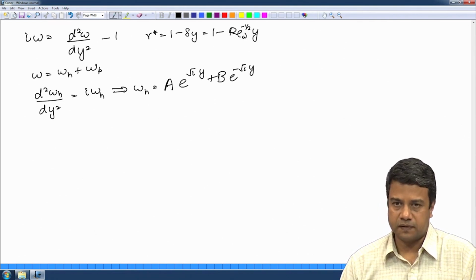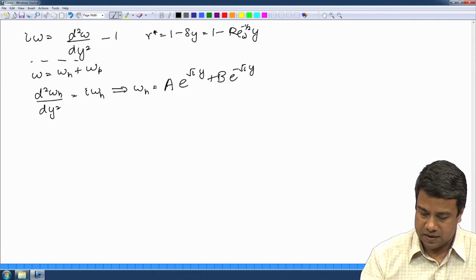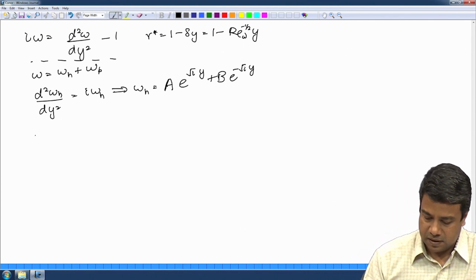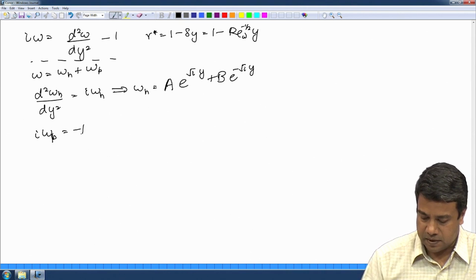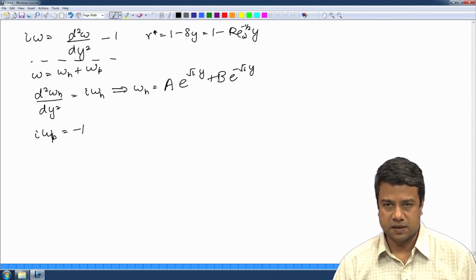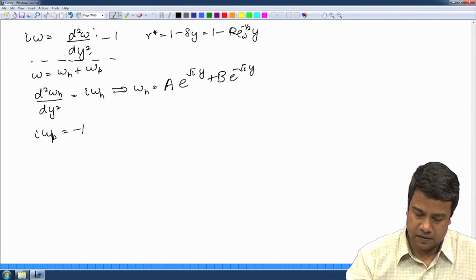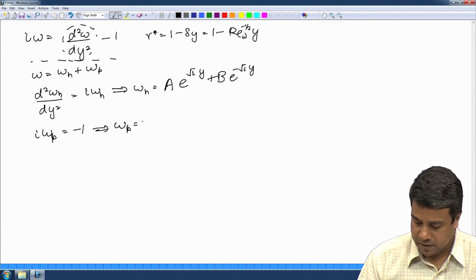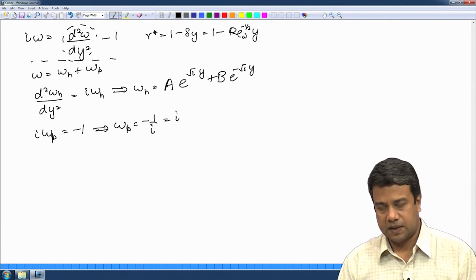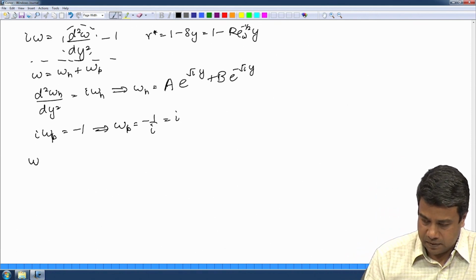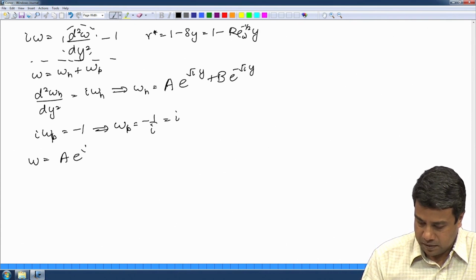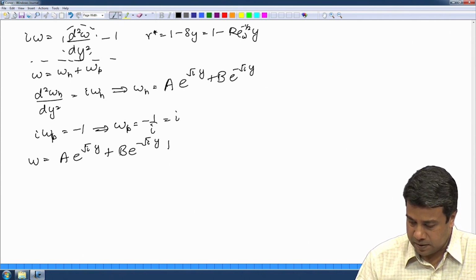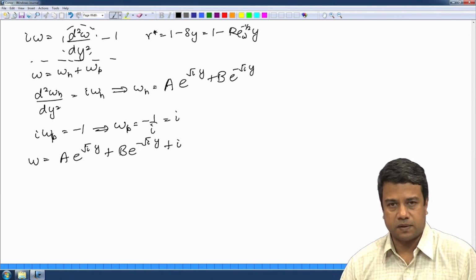The particular solution we had already derived earlier. The particular solution is any one solution that satisfies this equation, and the simplest solution is a constant. I W particular is equal to -1. It is a constant because if I take the derivative of this, I will get 0. Therefore, this term for the particular solution ends up being 0, which implies that W particular is equal to -1 over I, which is equal to plus I. Therefore, the total solution for W is equal to A e power root of I y plus B e power minus root of I y plus I. So, that is the total solution for W.